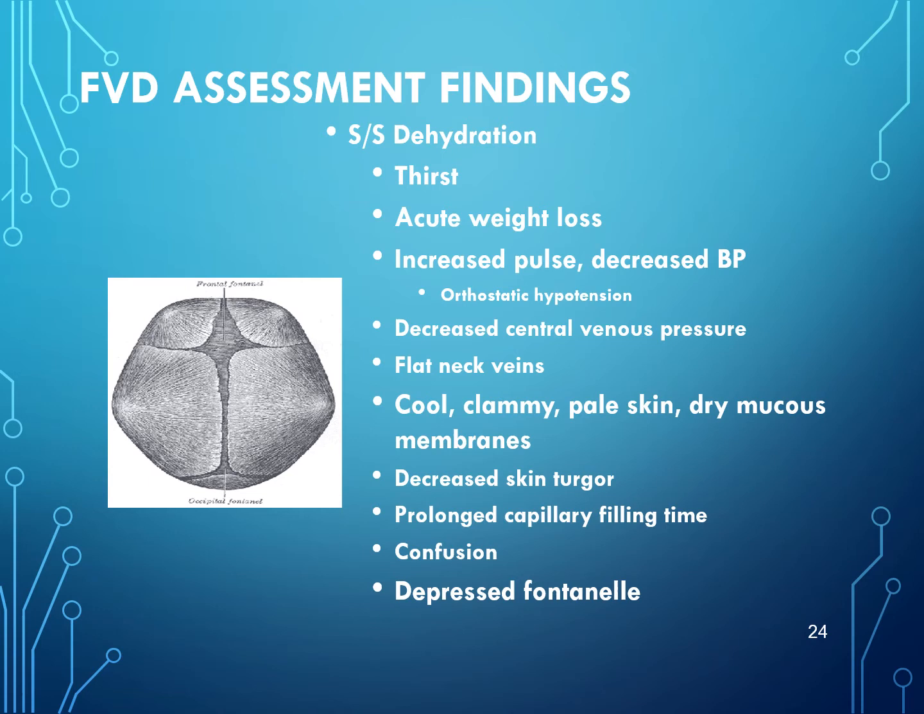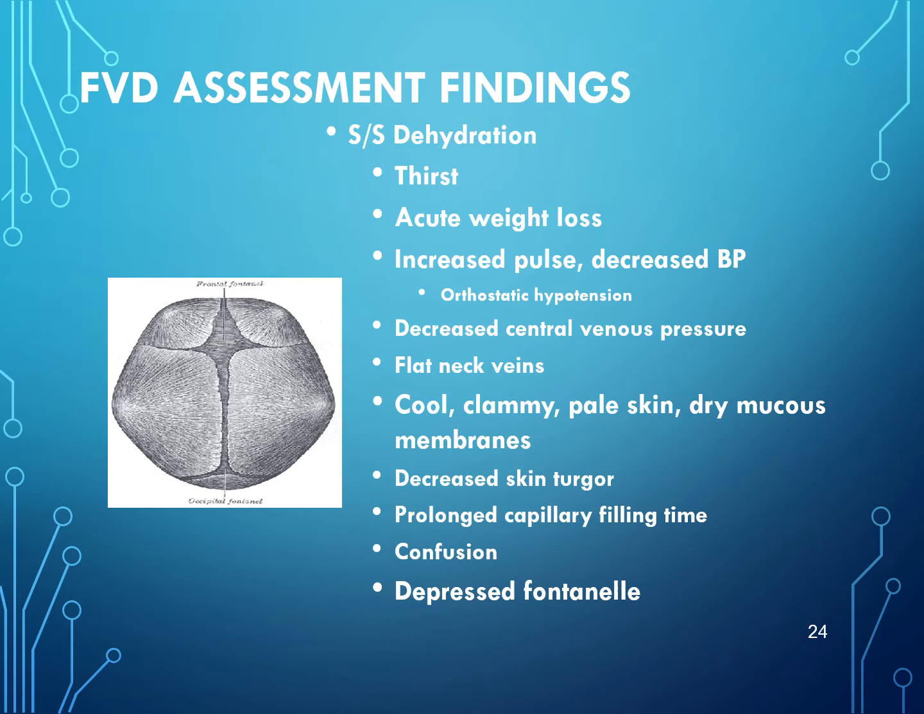Then we have our decreased skin turgor. You may see tenting, especially in the elderly. We want to make sure that we are checking on the center of the body. So we're thinking the sternum or the forehead. With infants, the skin is very elastic, so it's not necessarily as reliable. But if you do see tenting on an infant, that is a huge indicator of that fluid volume deficit.